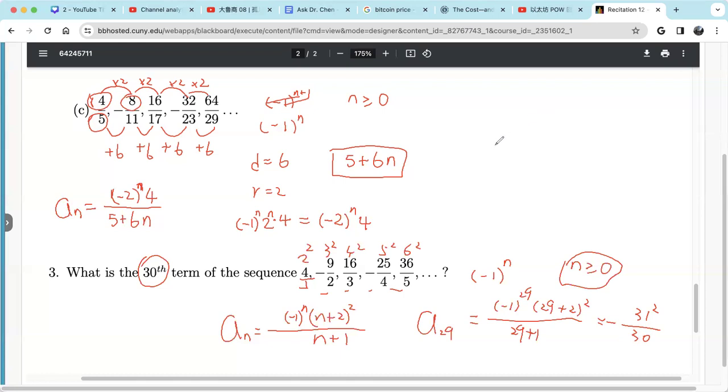So what's 31 squared? 1 times 1 is 1. 3 times 2 plus 3 times 2, or 3 plus 3, is 6. 3 times 3 is 9, so 961. So a29, which is the 30th term, equals negative 961 divided by 30. Okay, that's all. That's recitation 12.